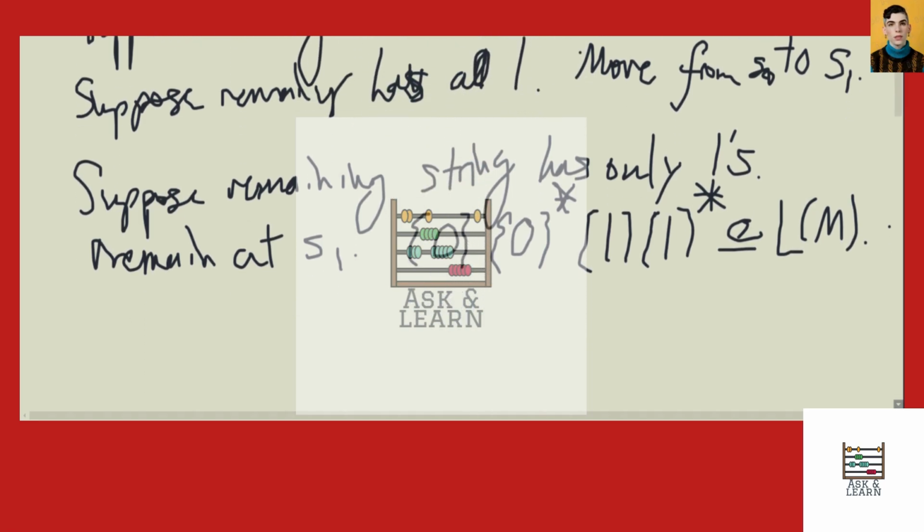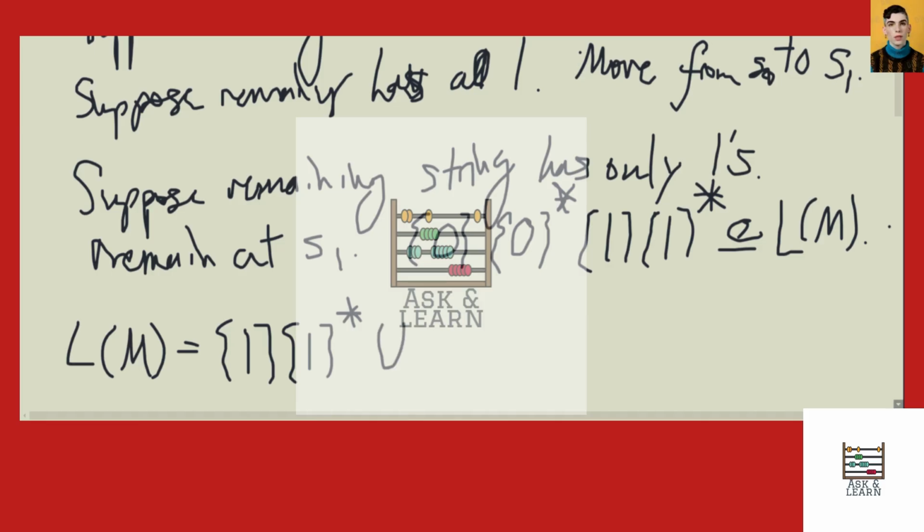Now, since these are all the possible cases, it follows that the language generated by the machine is the union of all these sets. So L of M is going to be {1}{1}* union with {0}{0}*{1}{1}*.